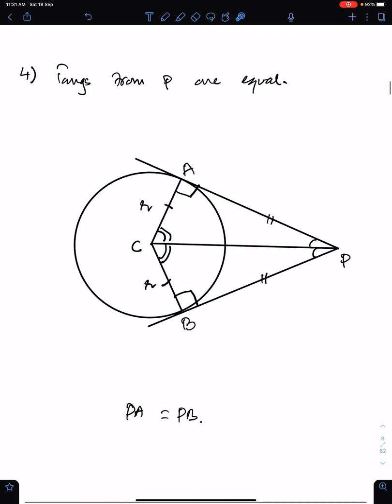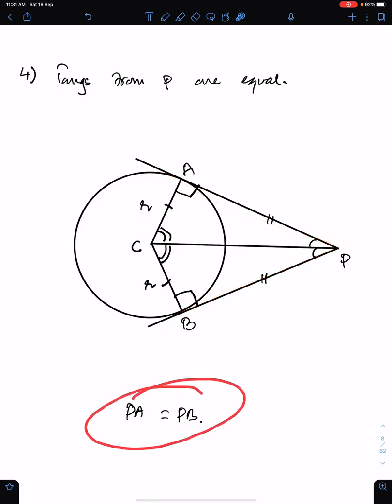Number 4. Tangents from an external point to the circumference of a circle are always equal. PA is always equal to PB. And these 2 triangles are congruent, meaning every corresponding thing of these two triangles is the same. This angle is equal to this angle, this angle is equal to this angle, these two lengths are equal, these two are equal because of the radius, and these two angles are 90 degrees because these two triangles are congruent.